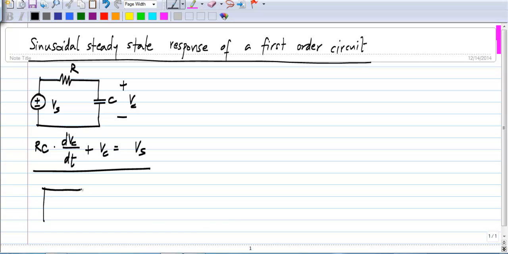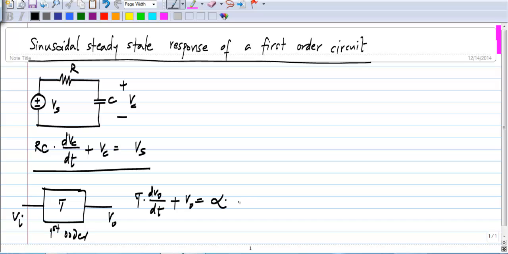Now in general we could have a first order system with some time constant tau, and let's say the input is Vi and the output is Vo. Then the differential equation governing this would be tau times dVo by dt plus Vo equals some multiple of Vi, because it is linear. So I will show the analysis using this, but exactly the same can be applied to any first order circuit by normalizing its differential equation like this. The coefficient of Vo is 1, the coefficient of the first derivative is the time constant, and you have something over here. So this can be repeated for any first order system.